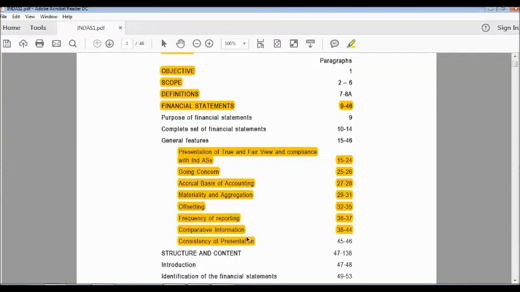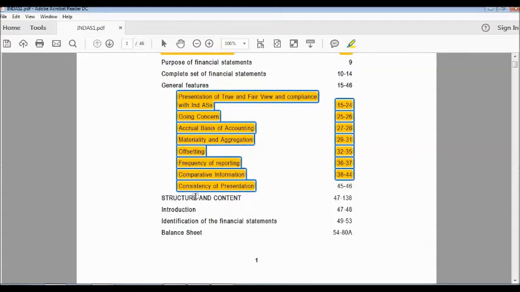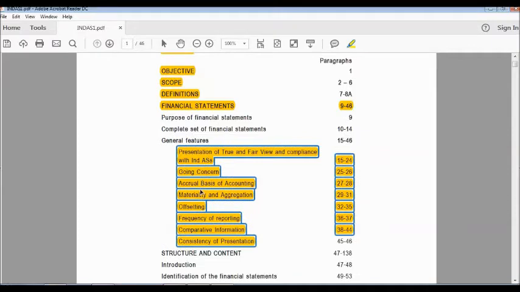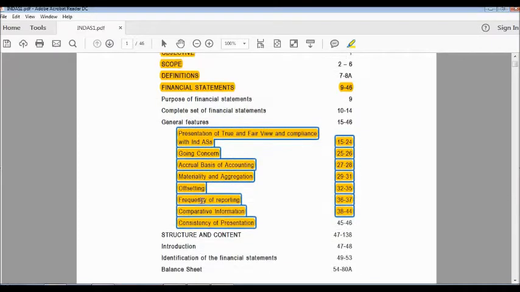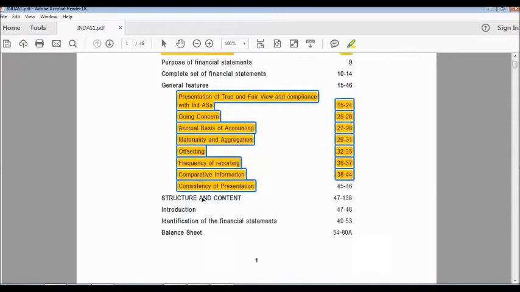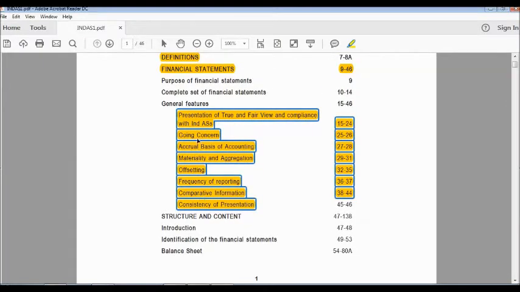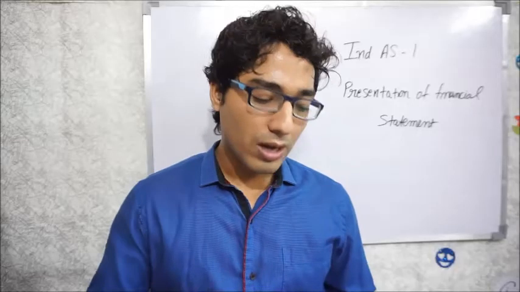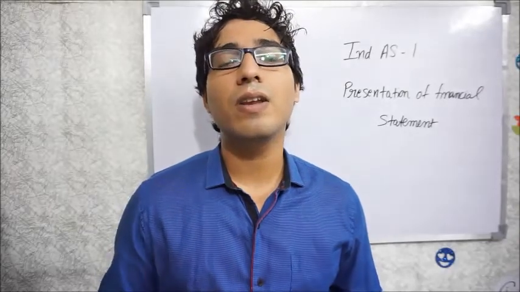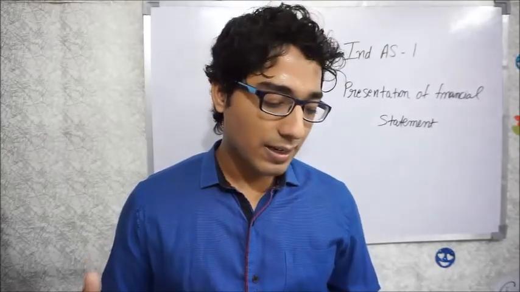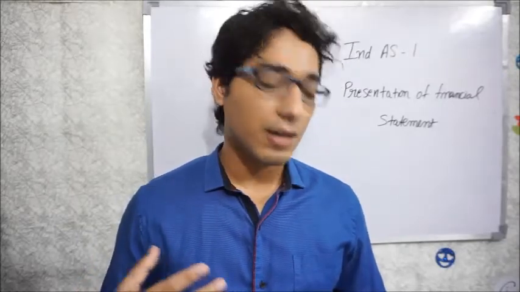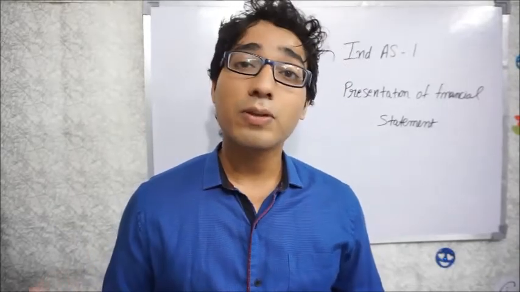This Ind AS gives you the purpose of financial statements, like what exactly the purpose is, and then what exactly is the complete set of financial statements: balance sheet, profit and loss account, other comprehensive income, statement of changes in equity, cash flow statement, significant accounting policies, etc. And then the general features like going concern, accrual basis, materiality and aggregation, offsetting, frequency of reporting. So you can now think that this Ind AS gives you the presentation also, and what exactly is the complete set of financial statements and the purpose of financial statements.